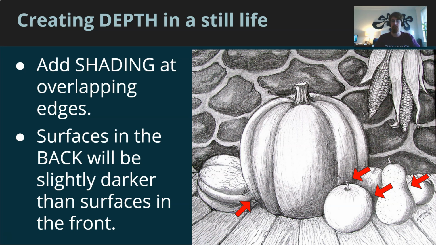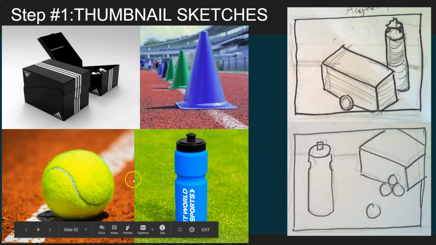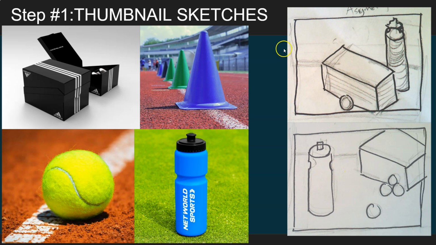So with that, I want to get into how to enlarge your object based upon your thumbnail sketches and based upon the photos that you found in class. Today I was looking at my sketches and I liked this arrangement the best. I know it's asymmetrical, it's a little off center, but each object is drawn to scale. I know that the tennis ball is smaller than the shoebox, which is shorter than the water bottle.